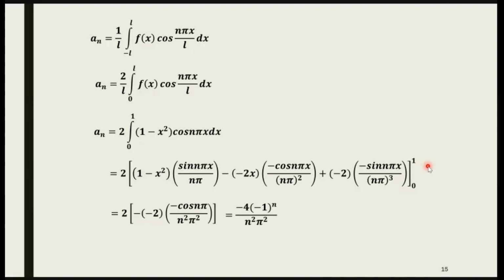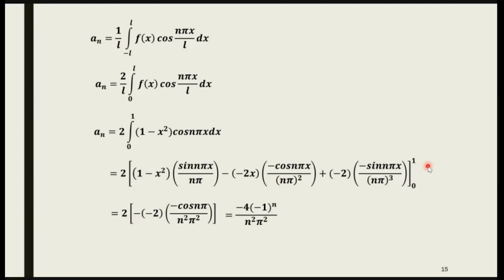Yes, correct. You have got 4. I think minus 4 will come, Tejas. 3 माइनस साइन है तो माइनस साइन रहेगा. Okay, so it's minus, yes, minus 4 into minus 1 raised to n upon n square pi square. Correct. Yes. Now substituting everything in the function f of x is equal to.